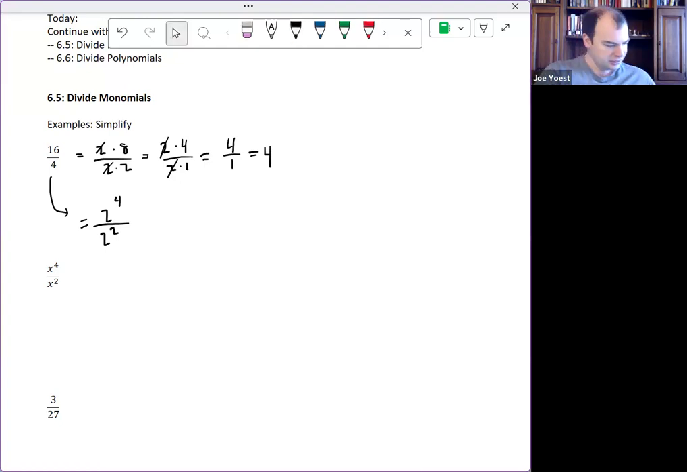So give me 1 second. My trackpad has some stuff on it. There we go.